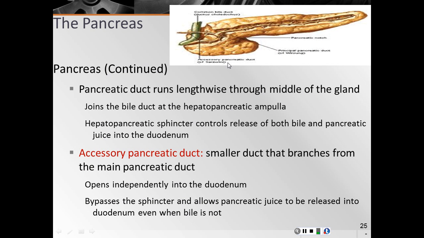Now the accessory pancreatic duct branches from the main pancreatic duct and opens independently into the duodenum at the minor duodenal papilla, which is posterior to the major papilla. Now the accessory duct allows the pancreatic juice to be released even when the bile is not released.